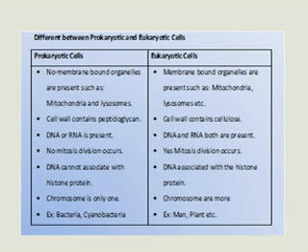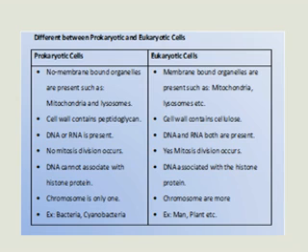Prokaryotic cells haven't membrane bounded organelles like mitochondria and lysosomes. In eukaryotic cells, membrane bound organelles are present, such as mitochondria, lysosomes, etc. In prokaryotic cells, the cell wall contains peptidoglycan. In eukaryotic cells, the cell wall is made up of cellulose, like the plant cell. In prokaryotic cells, DNA or RNA is present. In eukaryotic cells, DNA and RNA both are present.